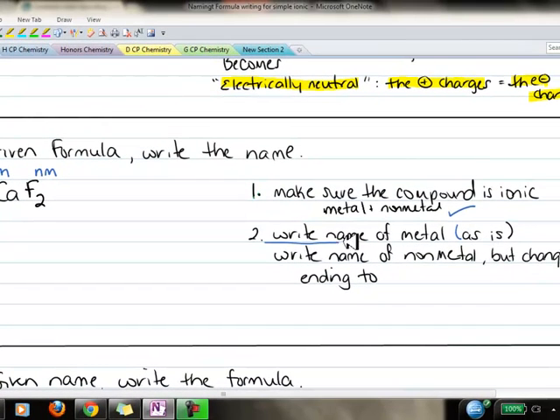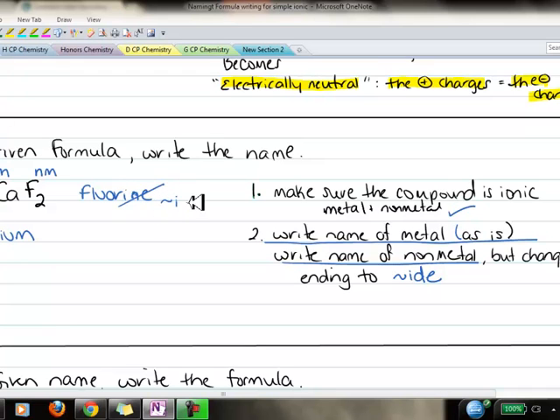The next step is to write the name of the metal just the way it is. Calcium, straight from the periodic table, is just written as calcium. After that, we're going to write the name of the nonmetal, but the thing is, we're actually going to change the ending to IDE. So we start out with fluorine. We're going to change that ending to IDE, so we're actually going to write down fluoride. The second element in any compound always takes an IDE ending, unless it's a polyatomic, which we'll get to later. So the name of our compound, CaF2, is calcium fluoride.